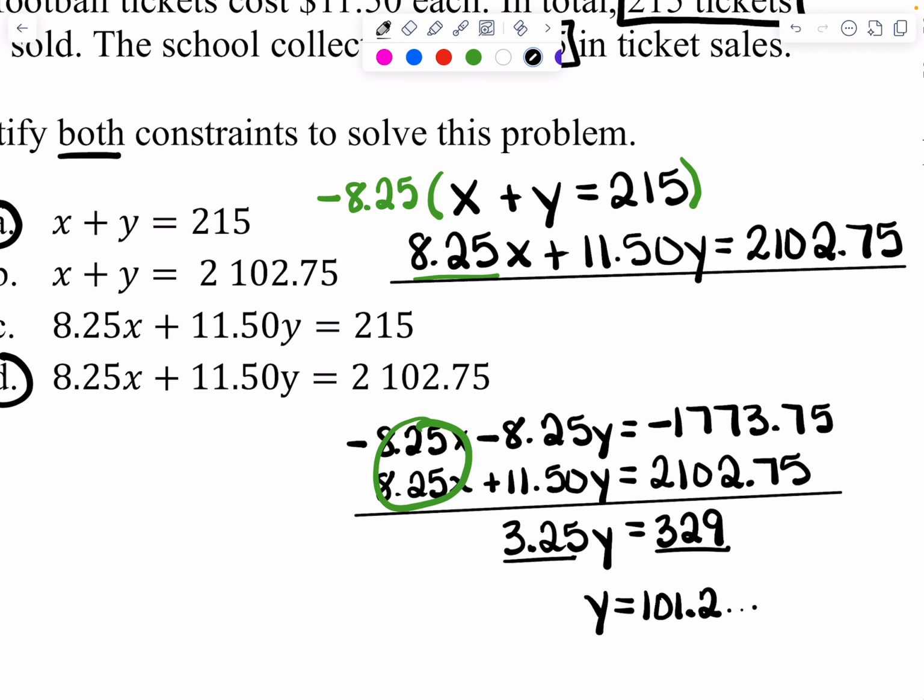Okay. So Y is talking about football tickets. So I have 101.2 some football tickets. Now my question to you is, can we buy 101 tickets? Yes. But in order for it to be equal, I need to buy 101.2 tickets. Can we buy that? No. So this here is not a good solution. Okay, this is not a valid or viable solution because we cannot buy a part of a ticket.